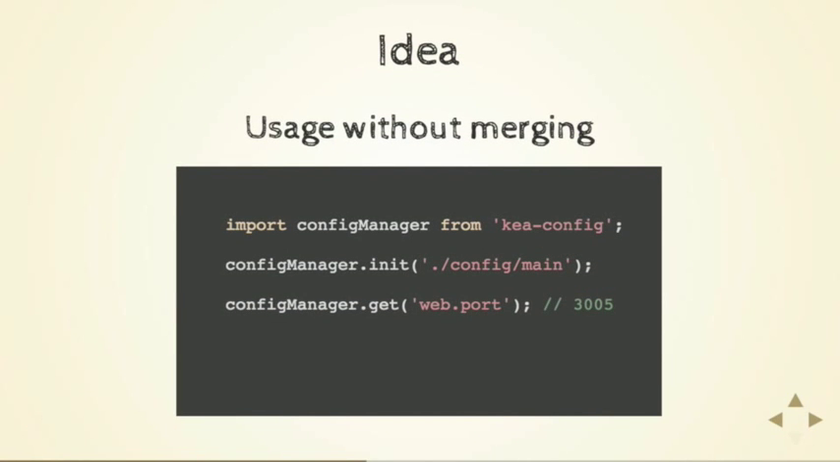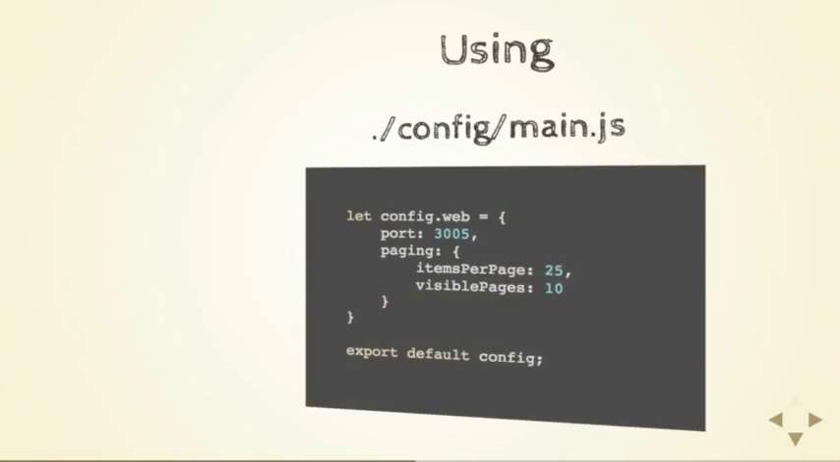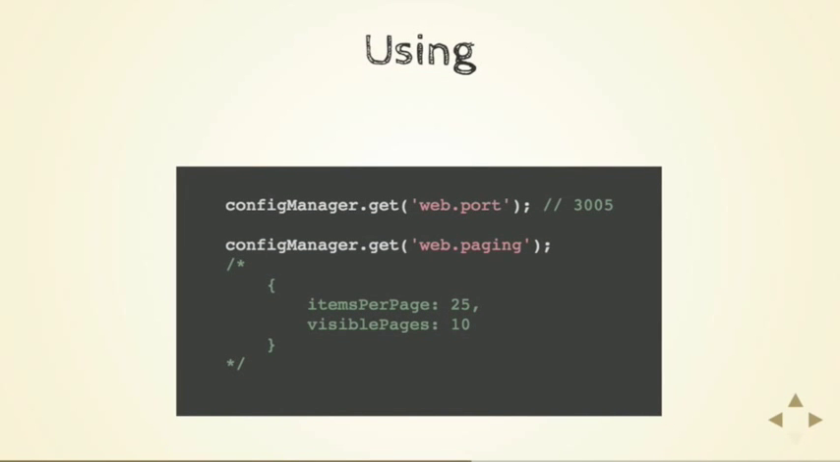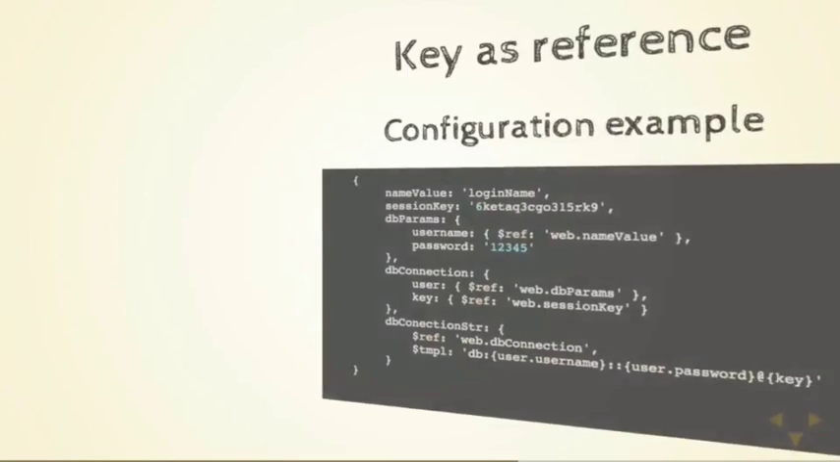Also, we can use this config library without any magic and without merging these files. Just select some file and load all this configuration. This library can return flat values, like port and just a number, or just return some object, and you can manipulate this object inside your code.